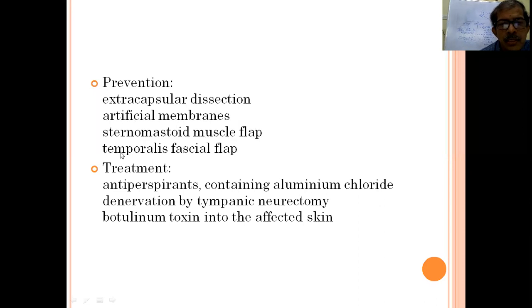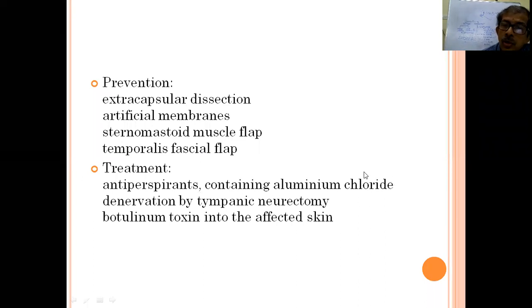So that is prevention. Whereas once it is there, you have to give antiperspirants. Aluminum chloride paste also works well. And if it persists, there are surgeries, but nowadays they are also giving botulinum toxin injection, though it is temporary, it can be of much use. So prevention is better than cure in these patients with gustatory sweating.